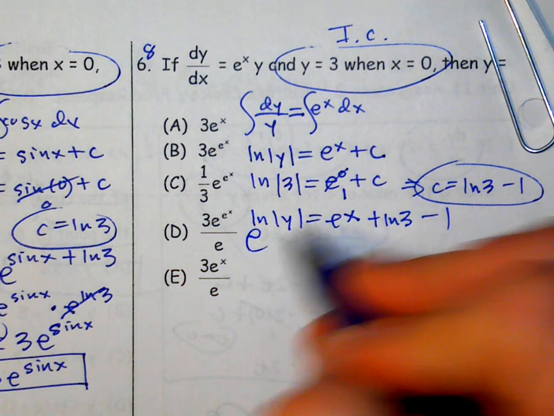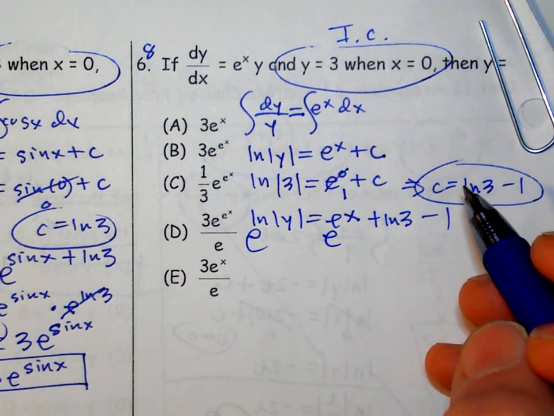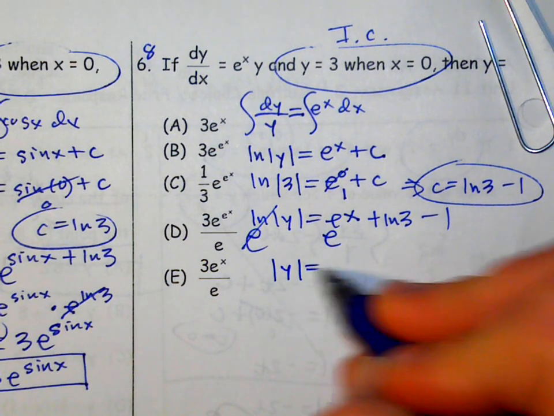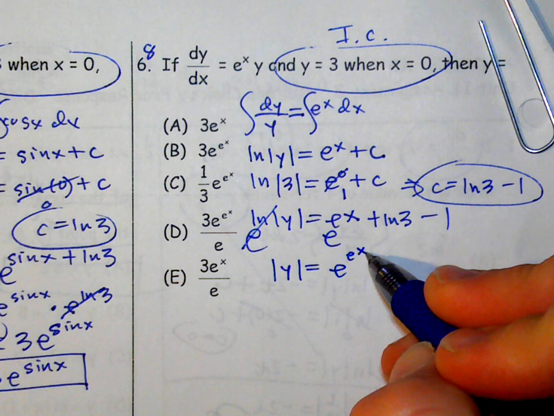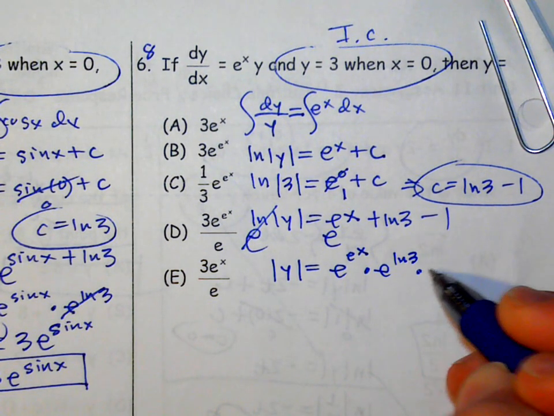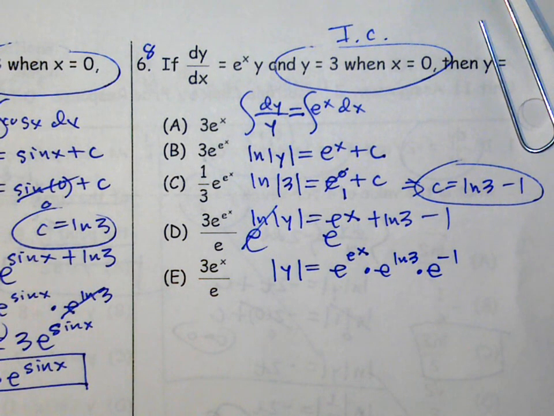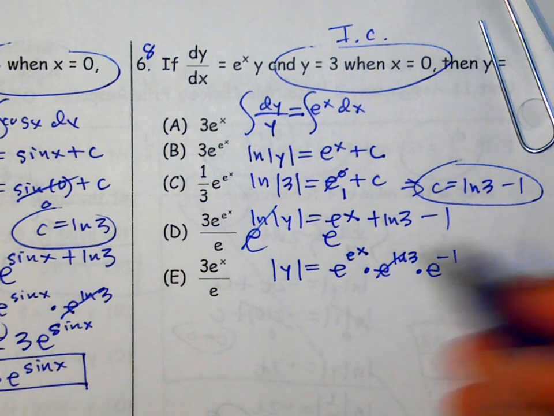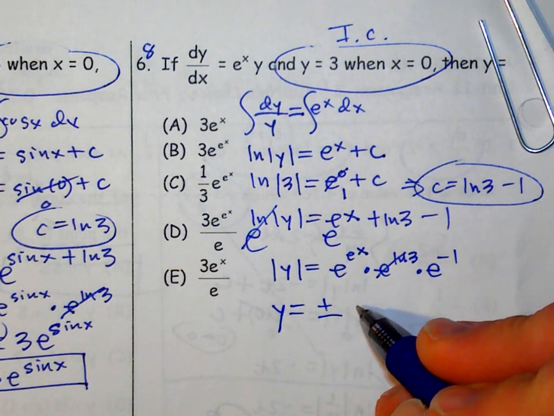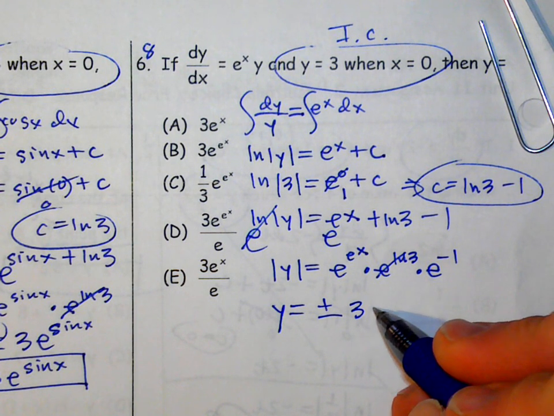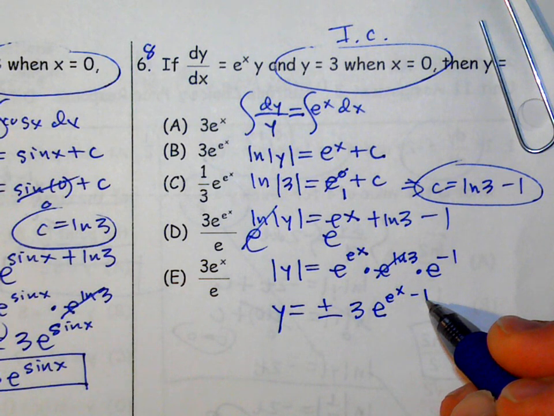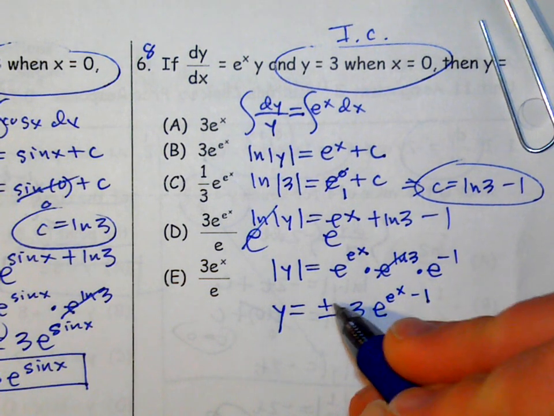We're going to exponentiate both sides, which is going to look kind of crazy. Absolute value of y equals e to the x times e to the natural log of 3 times e to the negative 1. We could break it up. That's going to give you a 3. So to get rid of the absolute value, you can do plus or minus. Probably put the 3 in front. Now we could write this as e to the x minus 1. And then we want to decide if it's plus or minus. It's going to be plus.